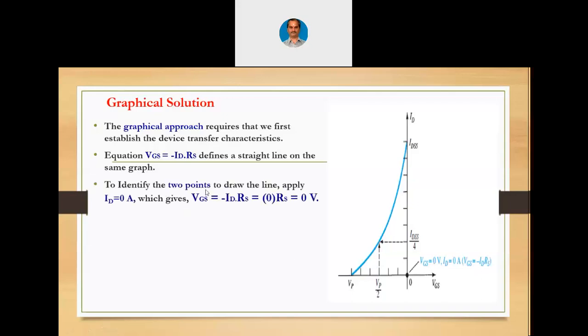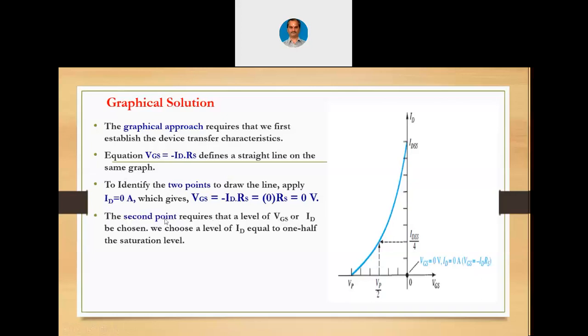To identify the 2 points to draw the line, apply ID equals 0 amps, which gives VGS equals minus ID into RS equals 0 into RS equals 0 volts. You got the origin now. Now the second point requires that a level of VGS or ID be chosen. We choose a level of ID equal to 1/2 the saturation level. You can choose IDSS by 2. You can also choose IDSS by 4. All of them will be the same actually, because the straight line will have all these points.